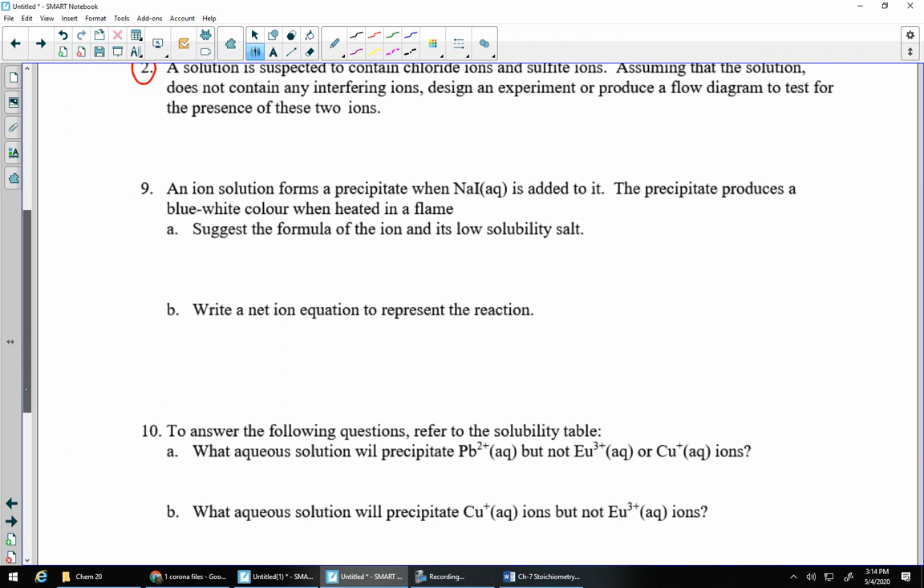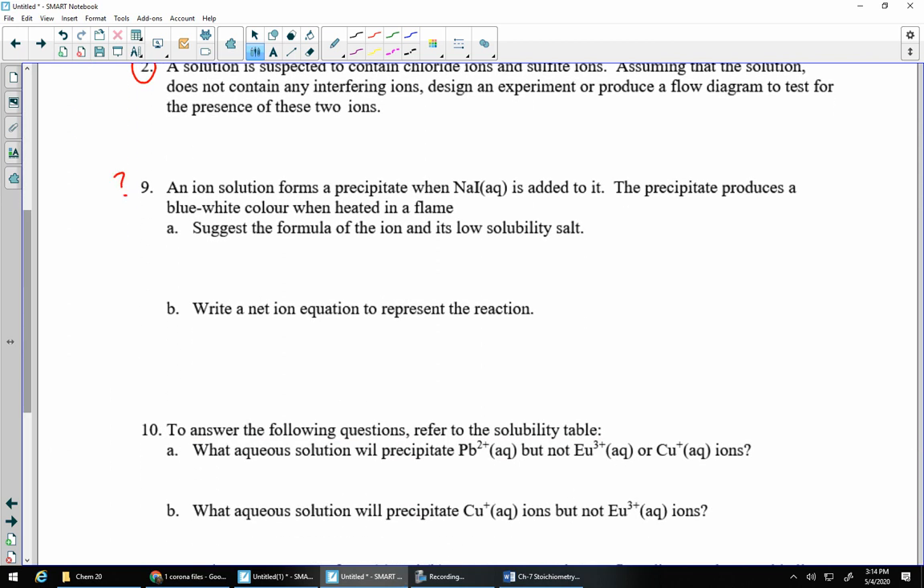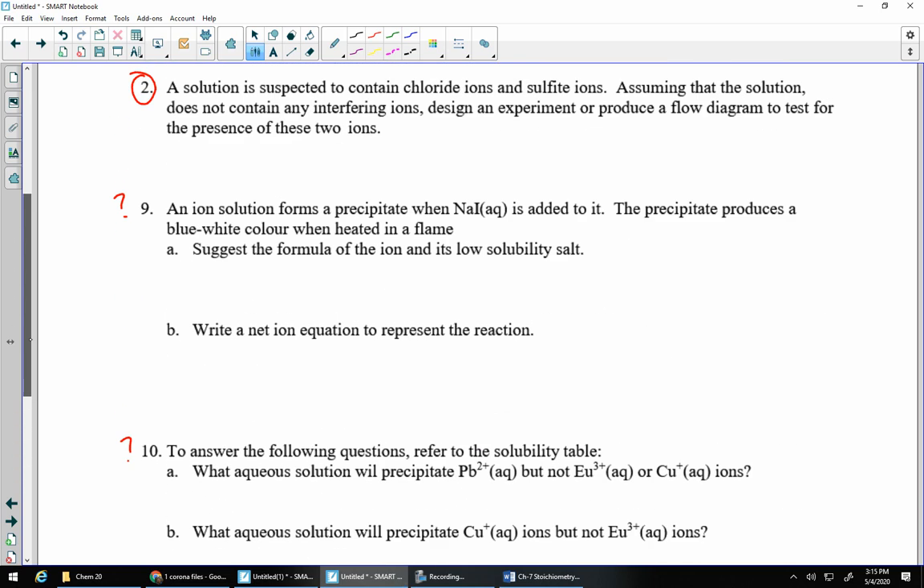If you want a bit more practice, don't ask me why it starts at number 9 and number 10, but you can absolutely try out a couple more of those problems. And I think number 11 there as well, actually. There should be, yes, number 11.